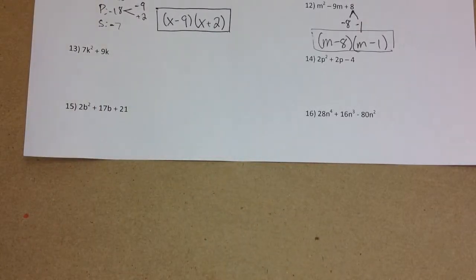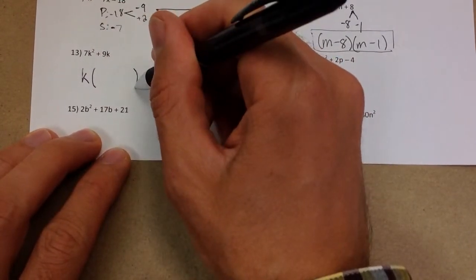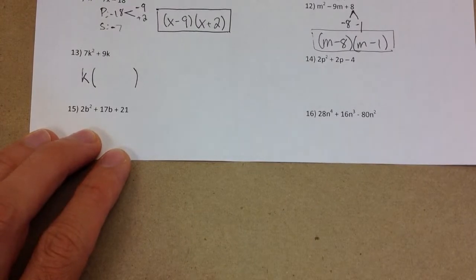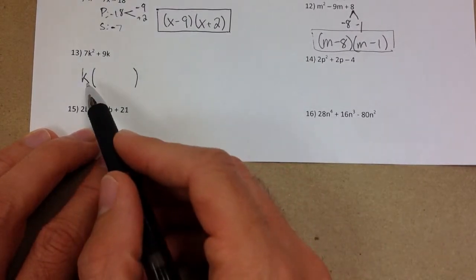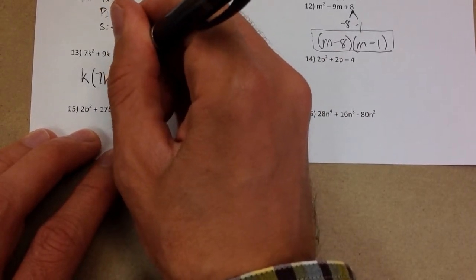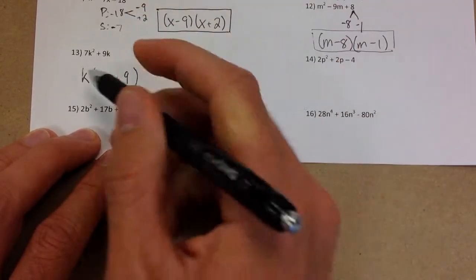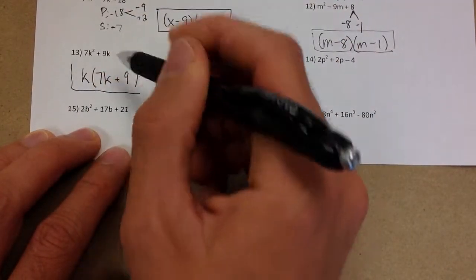For this one, we simply use the greatest common factor. So think about what is the largest thing that goes into both 7k squared and 9k. It's k. So we factor that out, or pull that out of the two terms. You can think of it as dividing both terms by k, the greatest common factor. So when we do that, we get 7k plus 9. And that's it. That is considered to be fully factored.